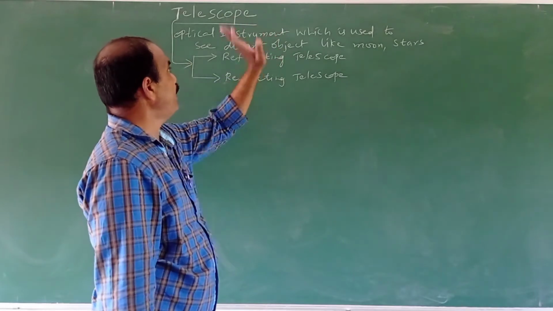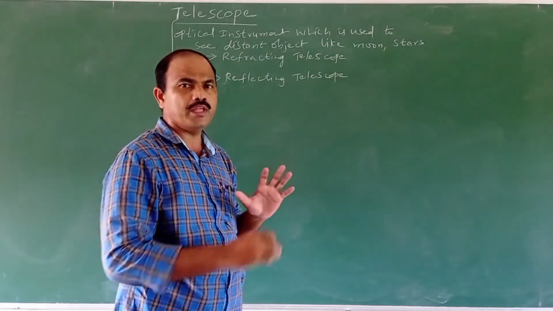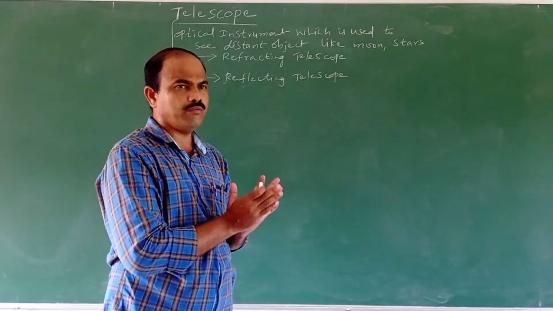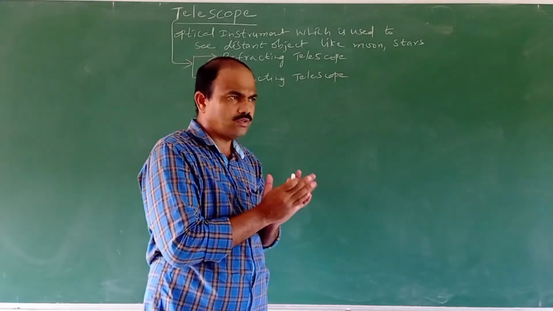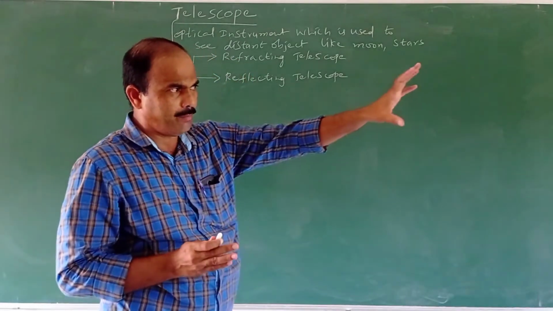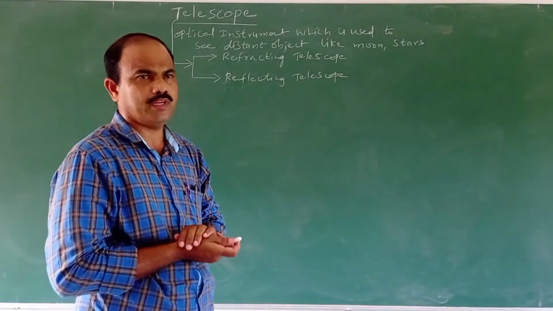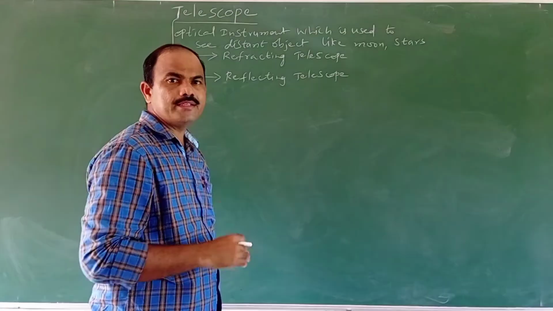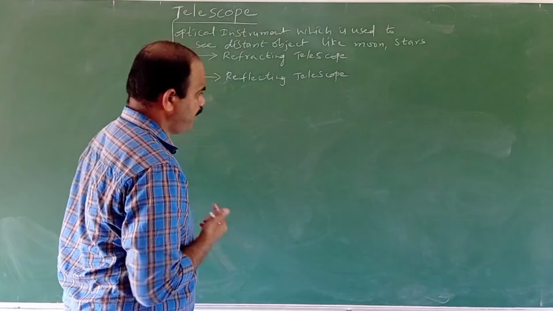So the main aim of the telescope is that it can increase the visual angle. When it increases the visual angle, due to that the object appears very near to us. The visual angle. So what is visual angle?